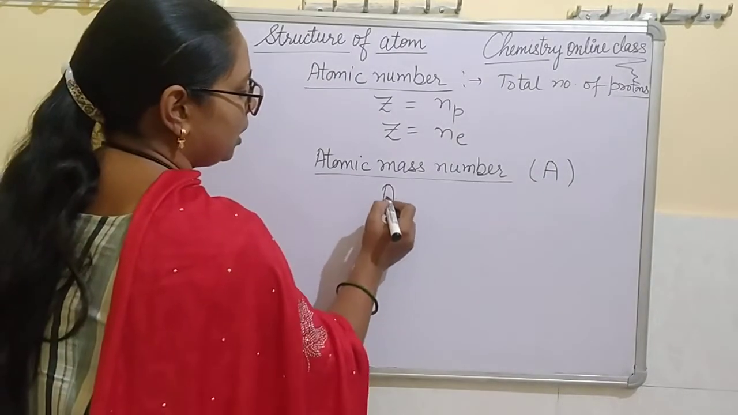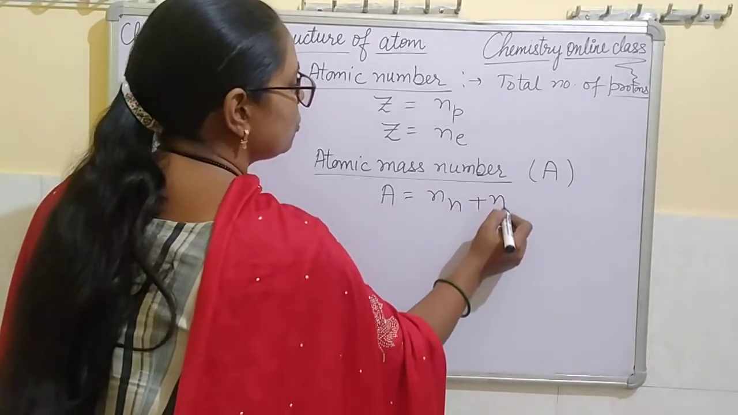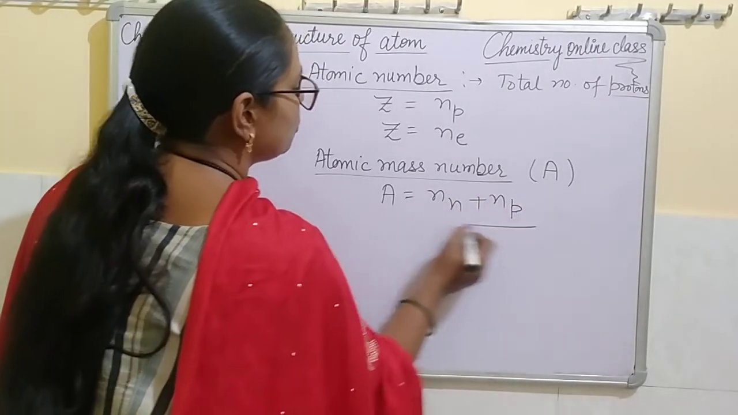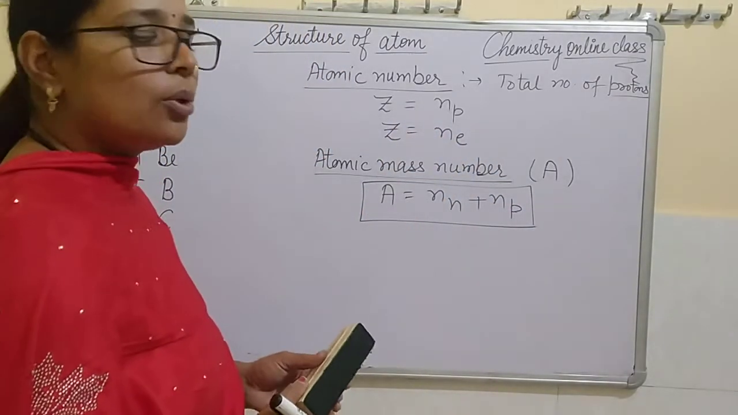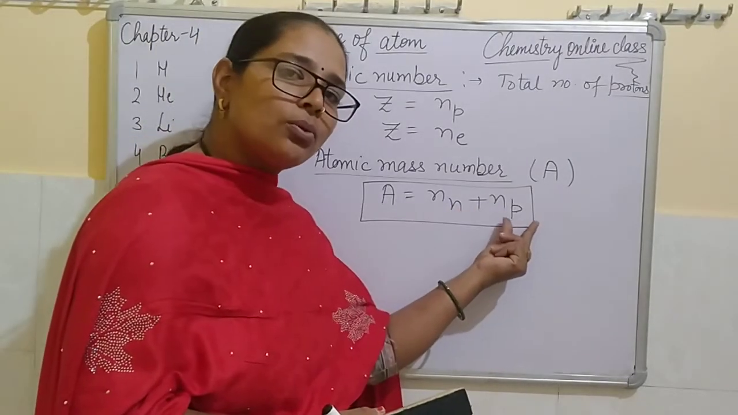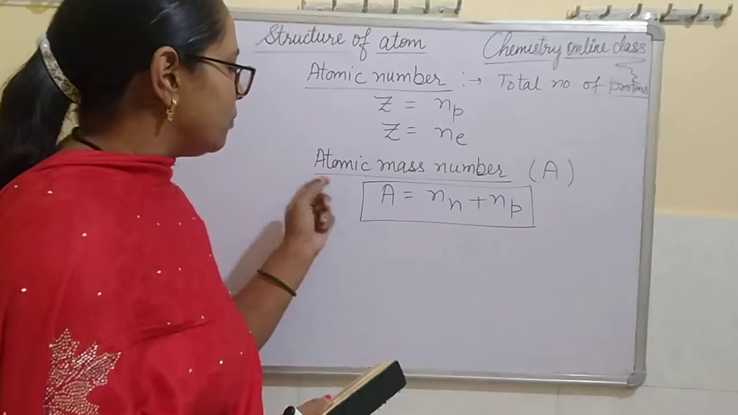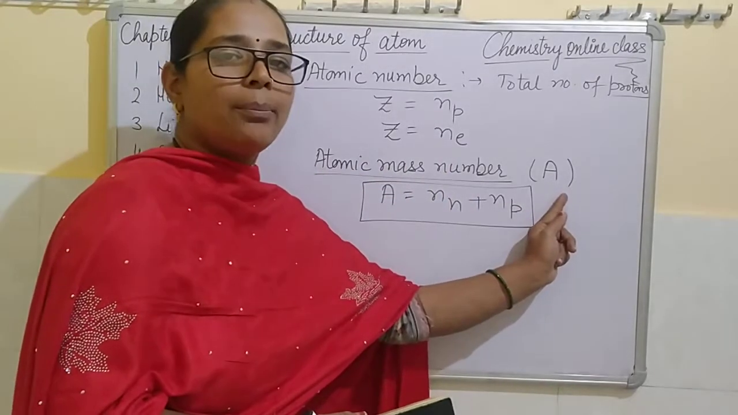And what is capital A? It is equal to the sum of number of neutrons and number of protons present in an atom. The total sum of total number of neutrons plus total number of protons together will give the value of atomic mass number, that is capital A.